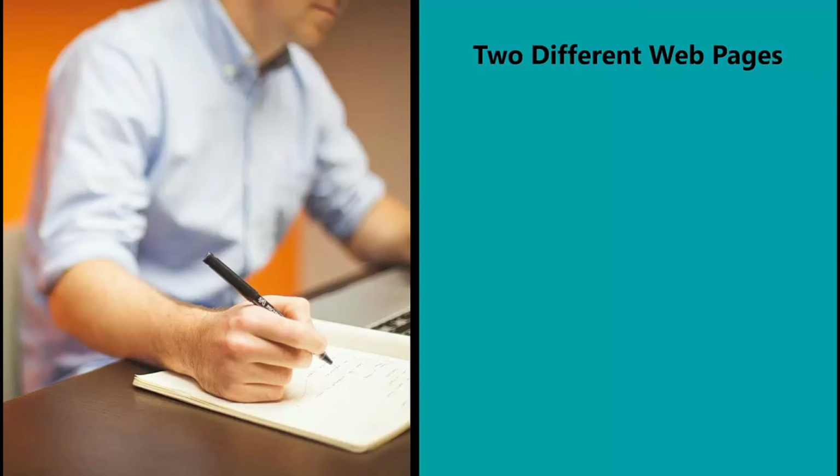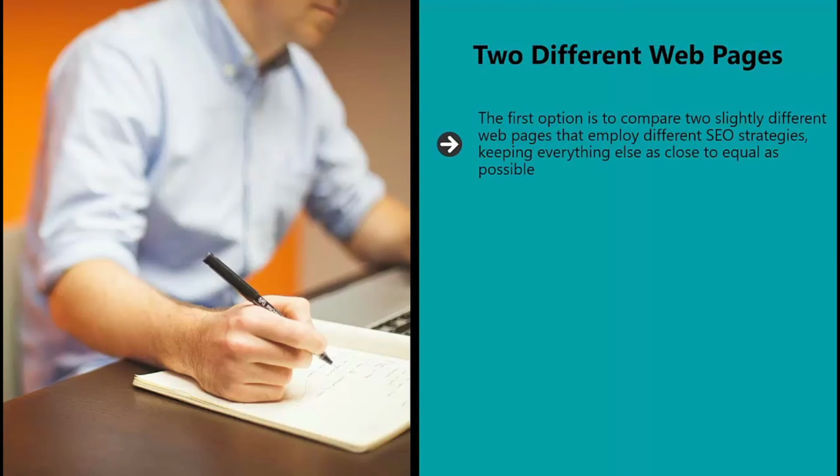Two different web pages. The first option is to compare two slightly different web pages that employ different SEO strategies, keeping everything else as close to equal as possible. More accurately, you will compare two groups of different pages. Comparing two versions of the same page can work, but it's rife with difficulty.